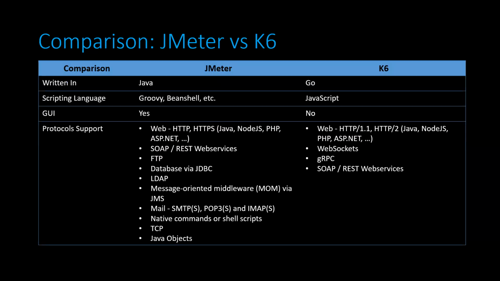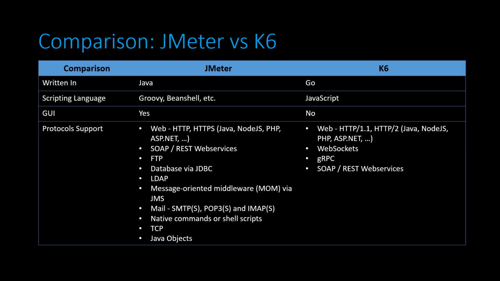So JMeter is written in Java and K6 is written in Go language. Okay. And for the scripting, in JMeter, you use Groovy, Bean Shell, etc. And then in K6, it's purely JavaScript. JMeter provides a GUI where you can create the scripts and do the test execution, whereas in K6 there is no GUI, it's purely programmatic, and you can write your program in any text editor.